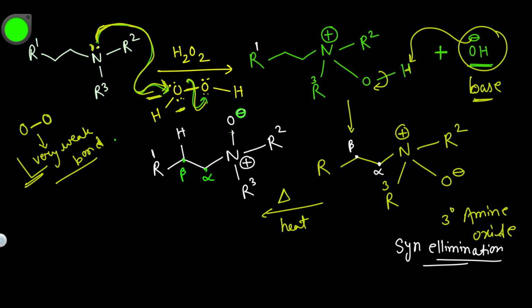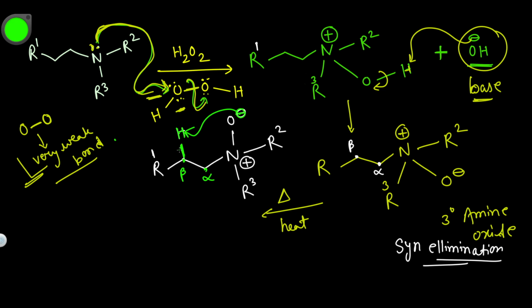Because this O minus is acting as a base. Why is this acting as a base? Because on the oxygen there is a minus charge, right? So there is electron density available here. That's why the oxygen has a negative charge and is acting as a base here, and this O minus will take a proton from this beta position, this hydrogen.